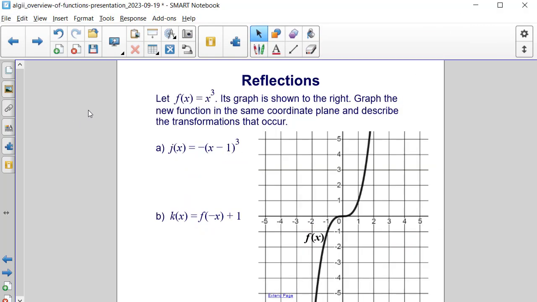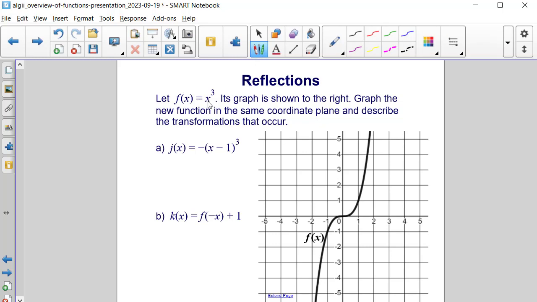Here's another example. This time we're going to let f of x be x to the third power, or a cubic. Its graph is shown to the right. Graph the new function in the same coordinate plane and describe the transformations that occur. So the first one that we're going to do is j of x, which is equal to negative of x minus 1, that quantity cubed.